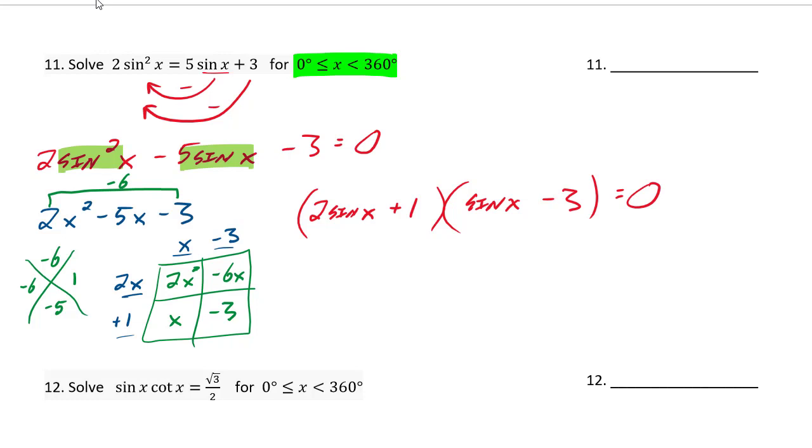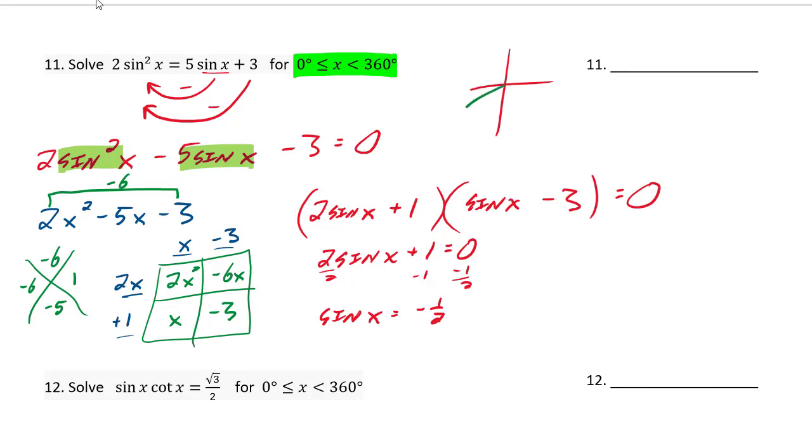At this point, because I've turned what wasn't a product into a product, now if either of these parentheses was 0, the whole thing would be 0. So now I really just set each part equal to 0 and solve. So the first one, it looks like I would just subtract 1 first and then divide by 2 after that. So this is going to be a sine of x equaling negative 1/2. And then now we'll go ahead and maybe picture where that would happen.